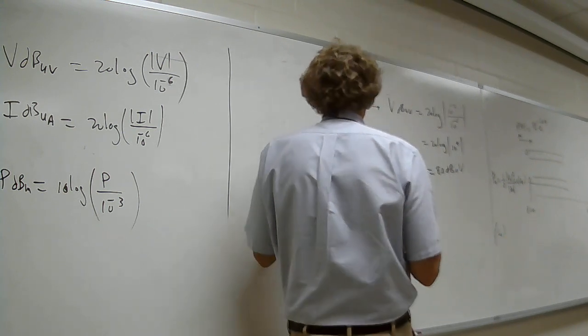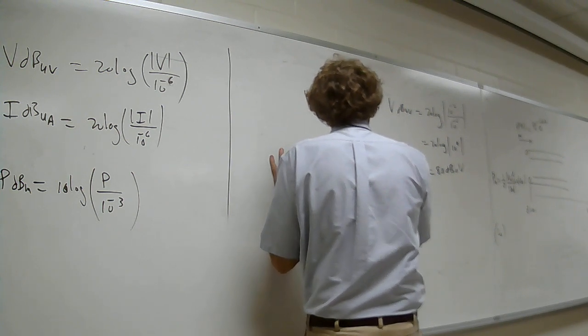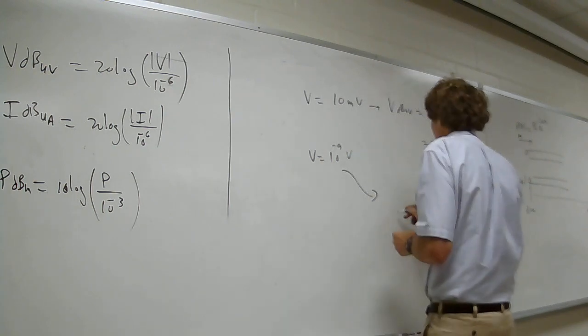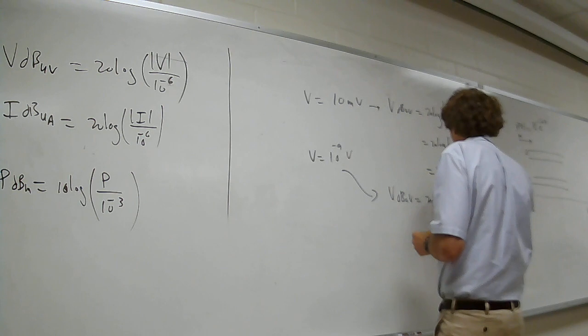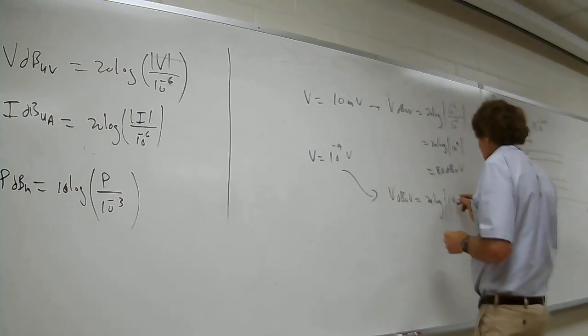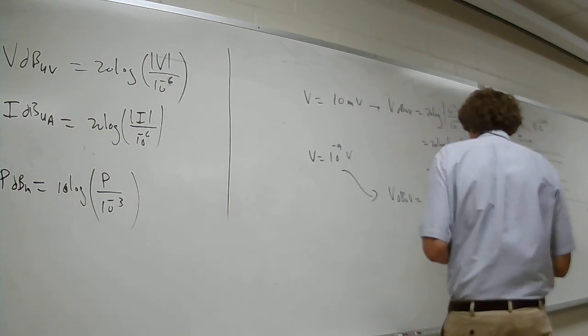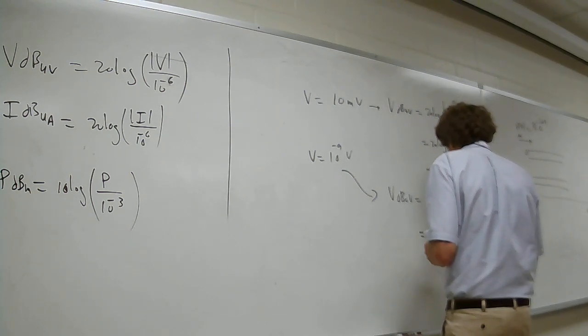That's almost impossible to measure. 1 or 10 to the minus 9 volts. Then what do you get from, now VdB microvolts is equal to 20 times the log of the magnitude of 10 to the minus 9th over 10 to the minus 6. That's 10 to the minus 3. Or this is minus 60 dB microvolts.